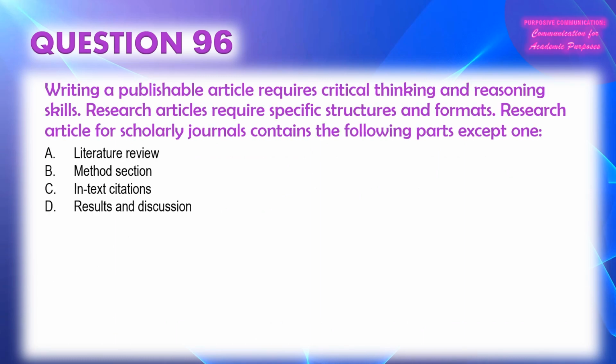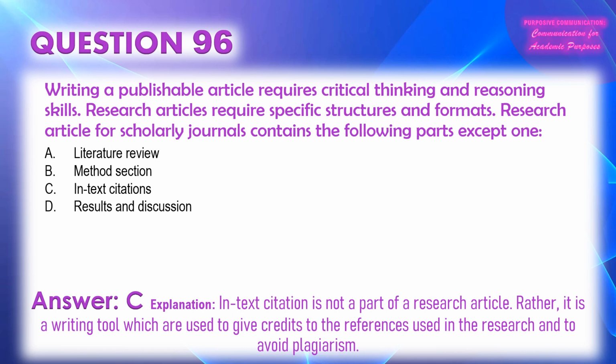Question 96. Writing a publishable article requires critical thinking and reasoning skills. Research articles require specific structures and formats. A research article for scholarly journals contains the following parts except one. Answer: C. In-text citations. In-text citations is not a part of a research article. Rather, it is a writing tool which is used to give credit to the references used in the research and to avoid plagiarism.